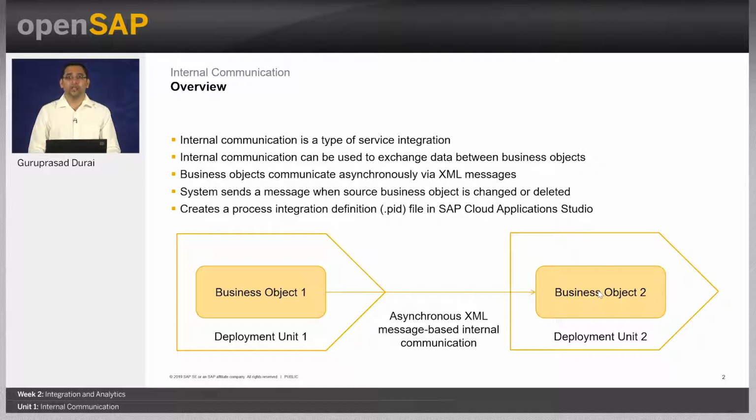Internal communication is a type of service integration. It is used to exchange data between business objects via asynchronous XML messages. The framework sends a message when a source business object is changed or deleted. When an internal communication is defined, a process integration definition .pyd file is created in the solution. The illustration shows two business objects residing in two different deployment units interact via asynchronous XML message.